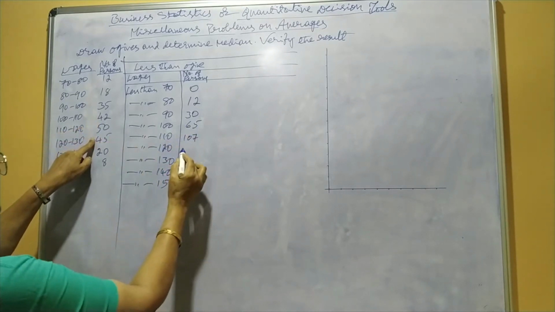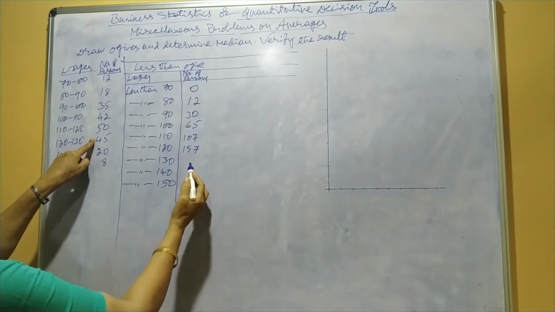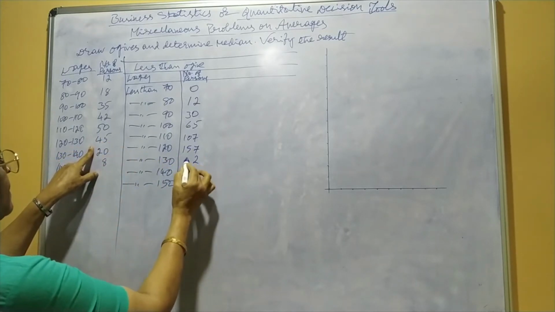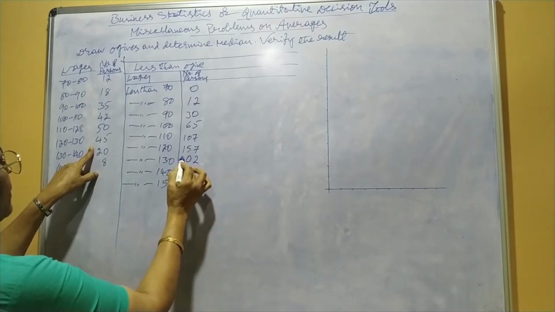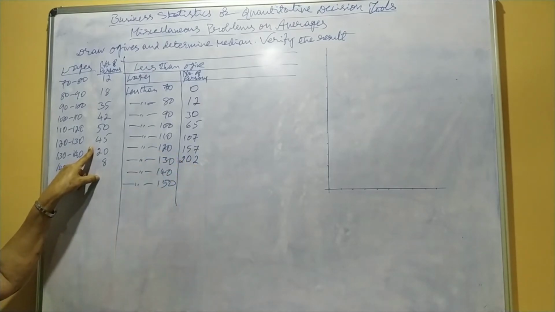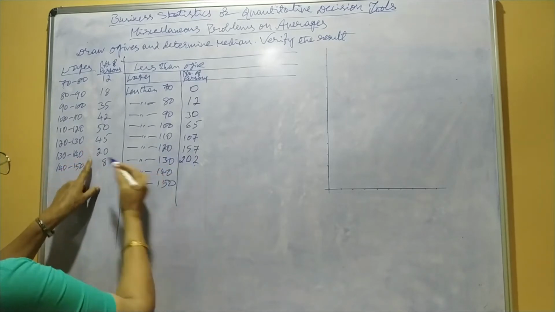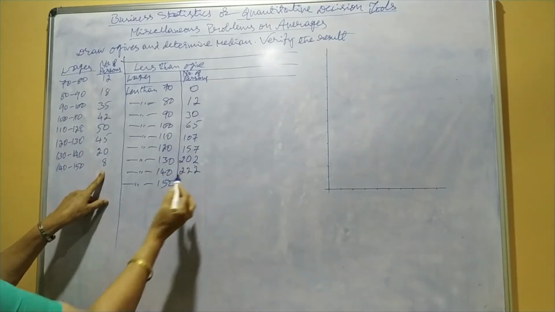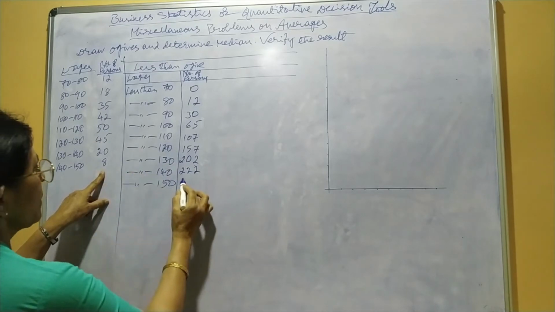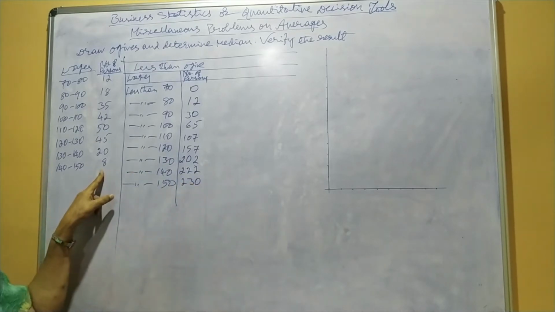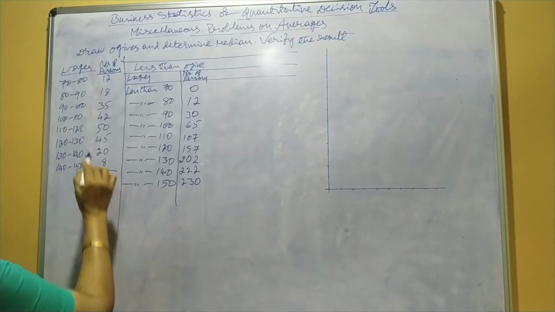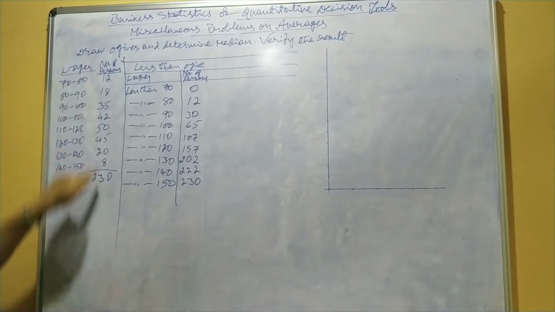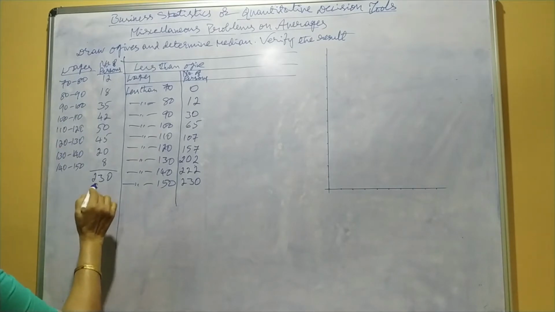107 plus 50, 157. 157 plus 45, 202. 202 plus 20, 222. 222 plus 8, 230. And here sigma f, that is 230. If you take the total, that is 230.